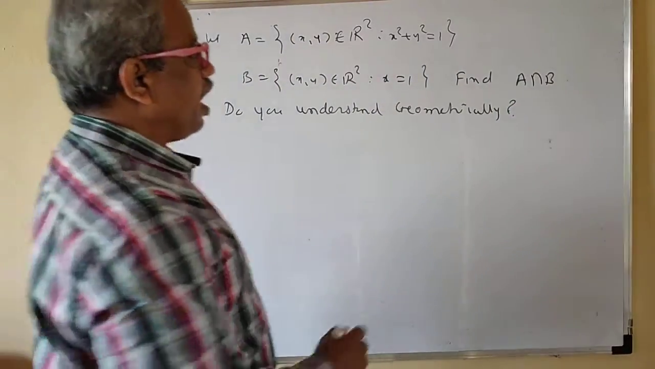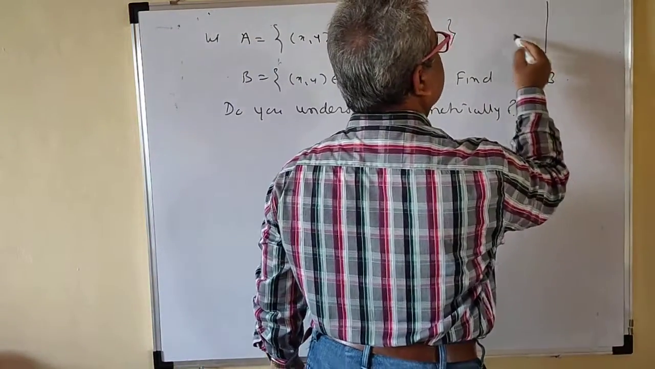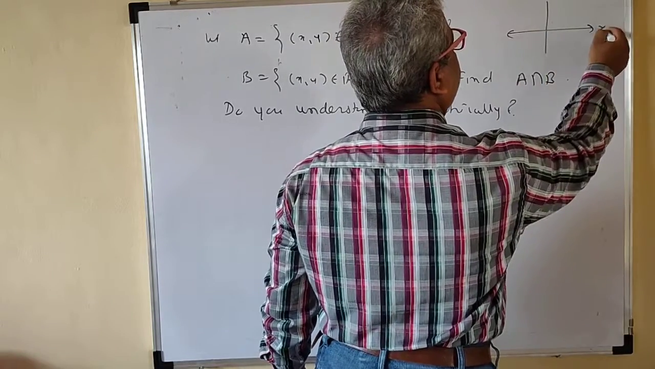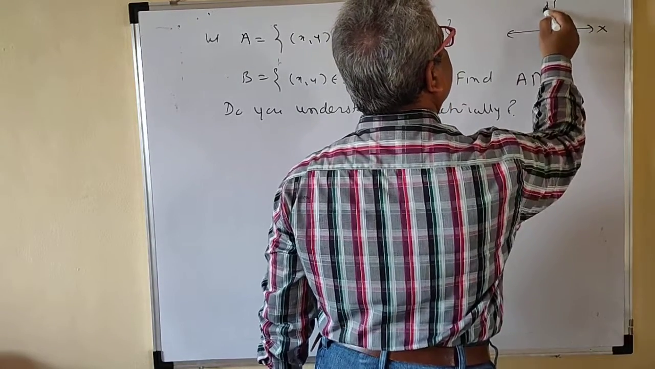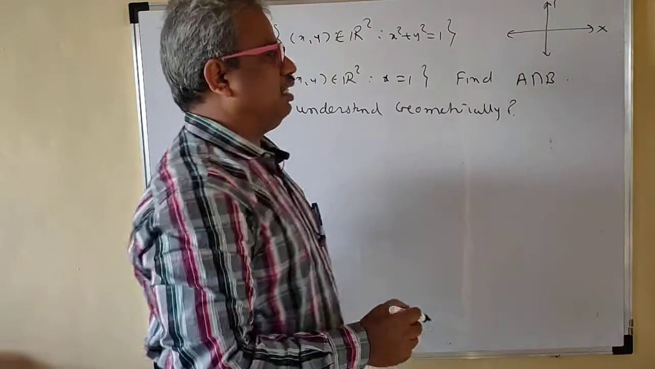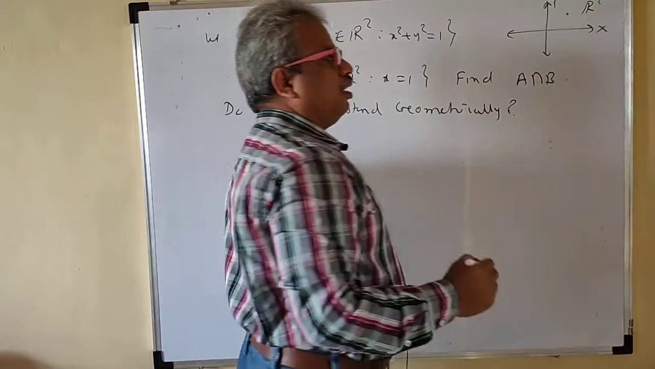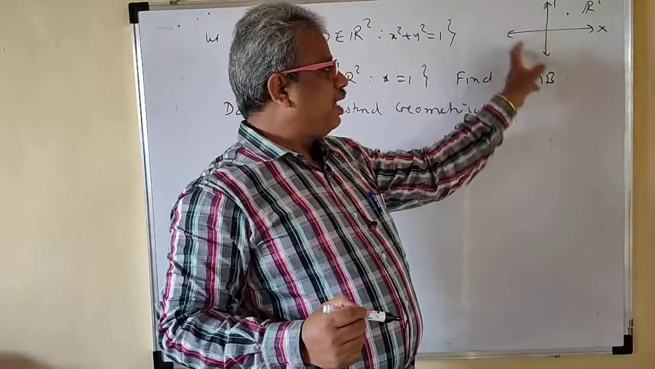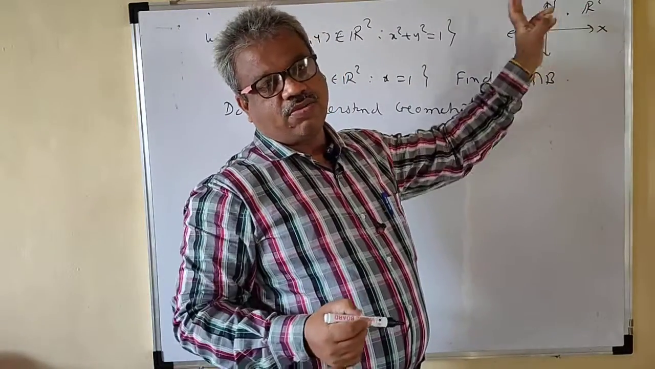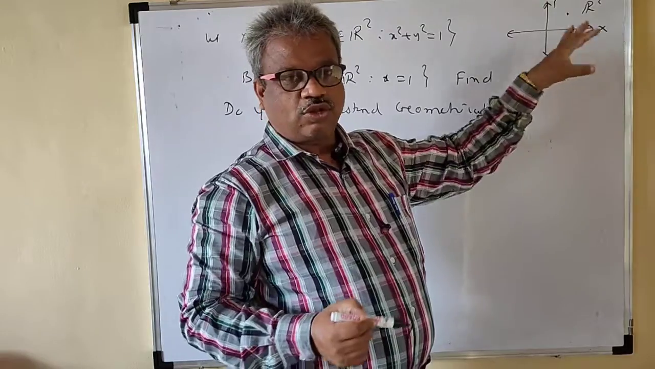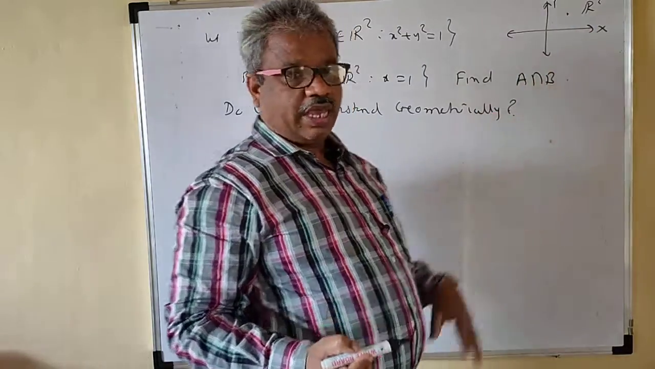Okay. So what do we mean by R2? R2 means, suppose this is a plane. This is the X axis, Y axis, right? And all these points are R2. If you consider this point on the plane, then it has an x coordinate and a y coordinate. So that is called R2. R2 means the xy plane.